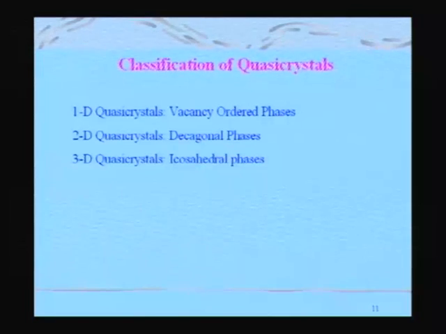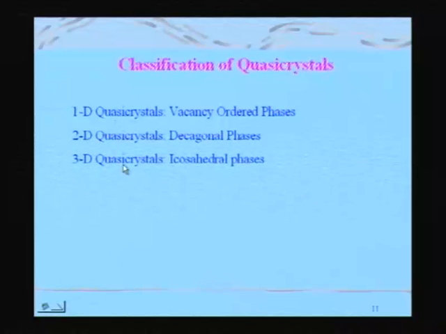These are also called vacancy ordered phases. That means in a crystal, if you can somehow make the vacancies in the crystal arranged in a certain order, you generate this kind of one dimensional quasicrystals, because vacancies are always arranged in a line like a dislocation. So these are called one dimensional quasicrystals.